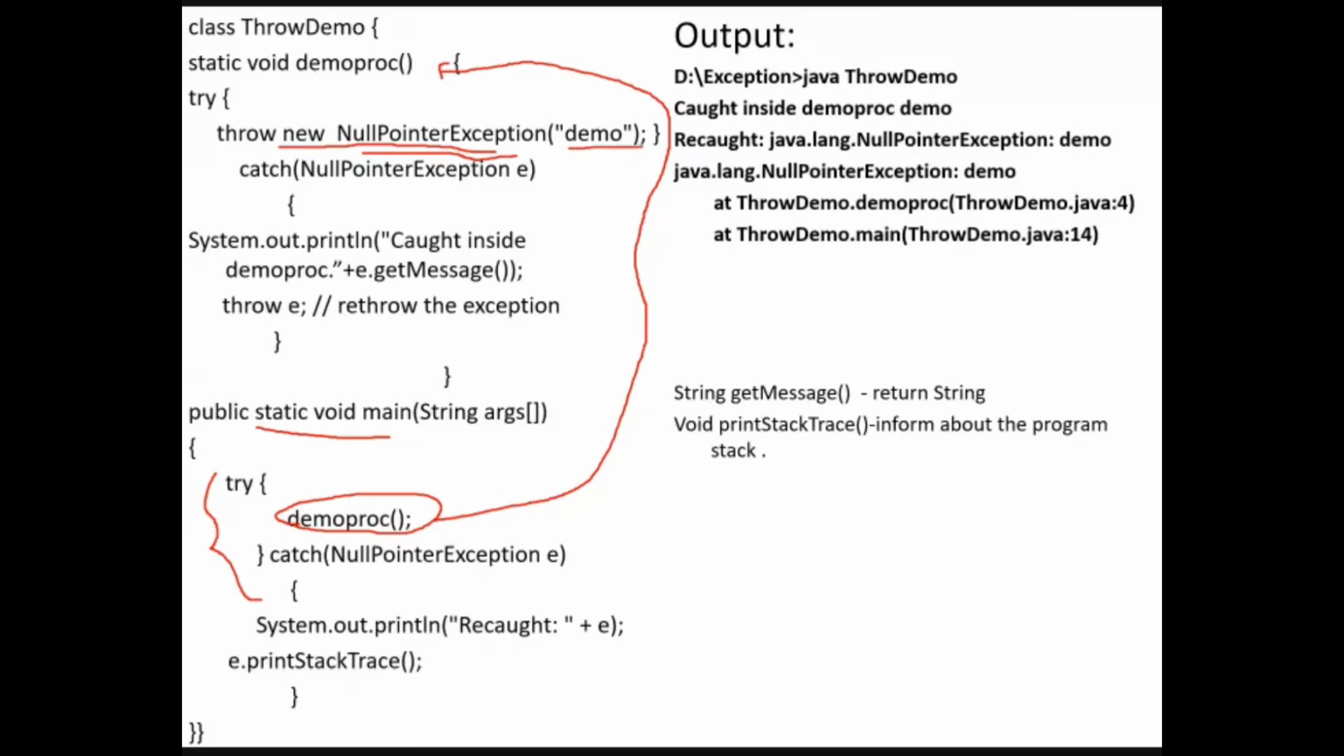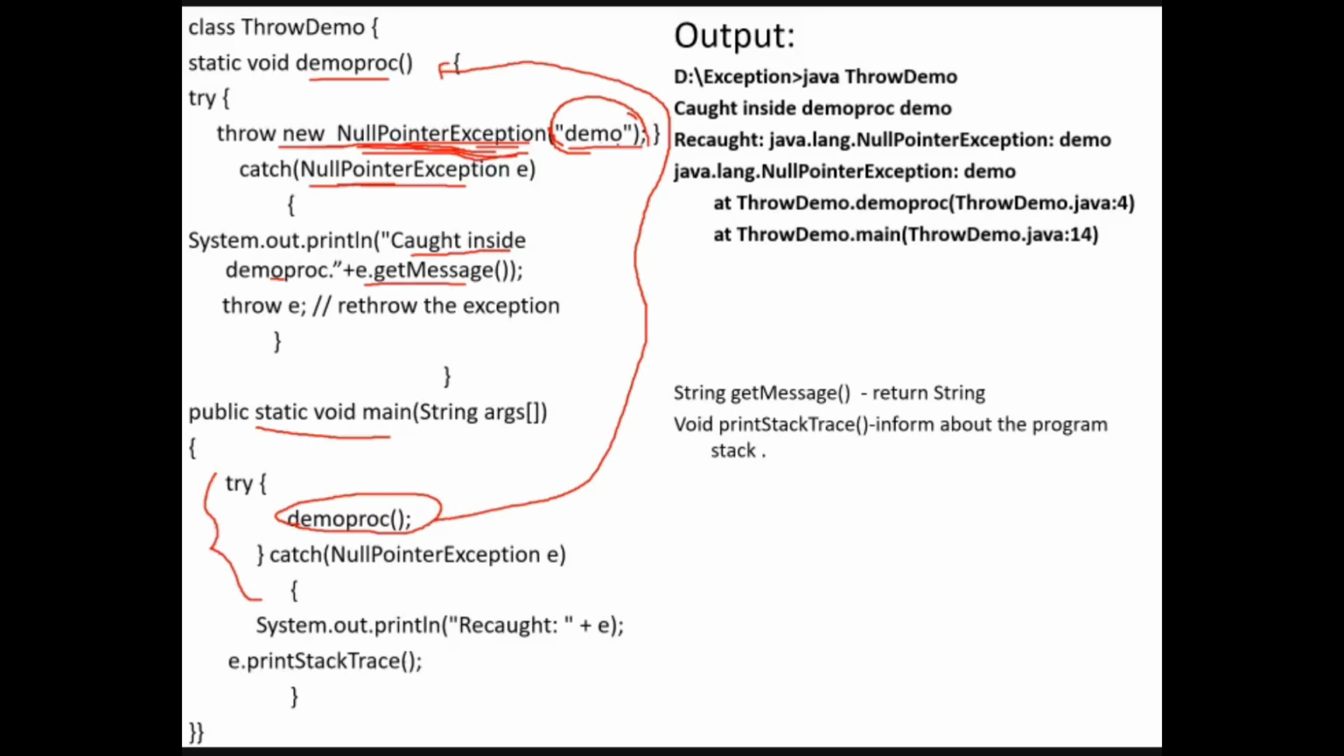Immediately, in the catch block in this demoproc function itself, I have a catch for NullPointerException, so the exception is caught by this catch block. Every exception has several types of constructors, actually 4 types. One type takes a string as the argument. Here I am creating an object, so it calls that parameterized constructor.